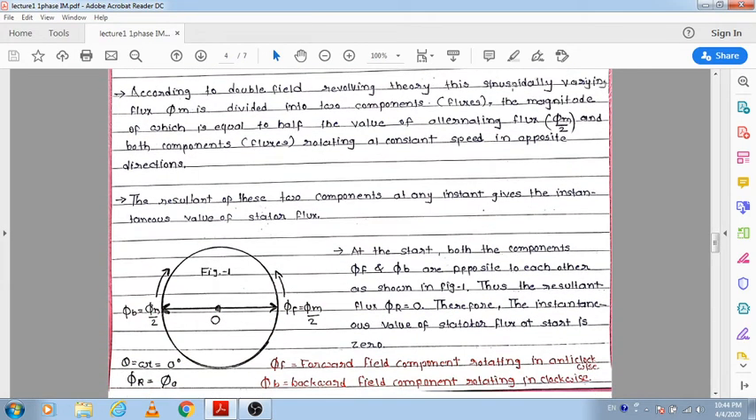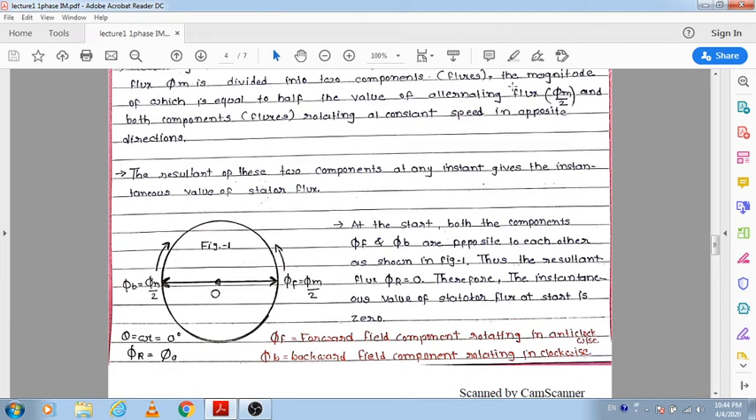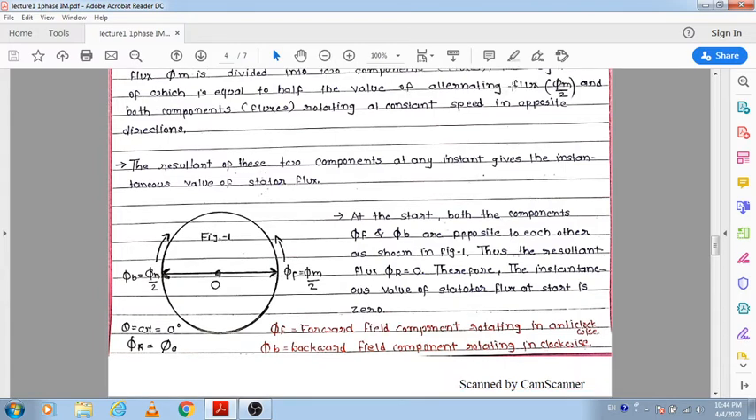Phi f is called the forward flux and phi b is the backward flux. Phi f is in the anti-clockwise direction, that is the forward, and the backward is in the clockwise direction, both in opposite directions. We categorize this into 4 different stages. In stage 1, both are in opposite directions. When we start the motion from theta equal to 0 degrees, the angle between both is 180 degrees, and the resultant flux is 0 at this time.